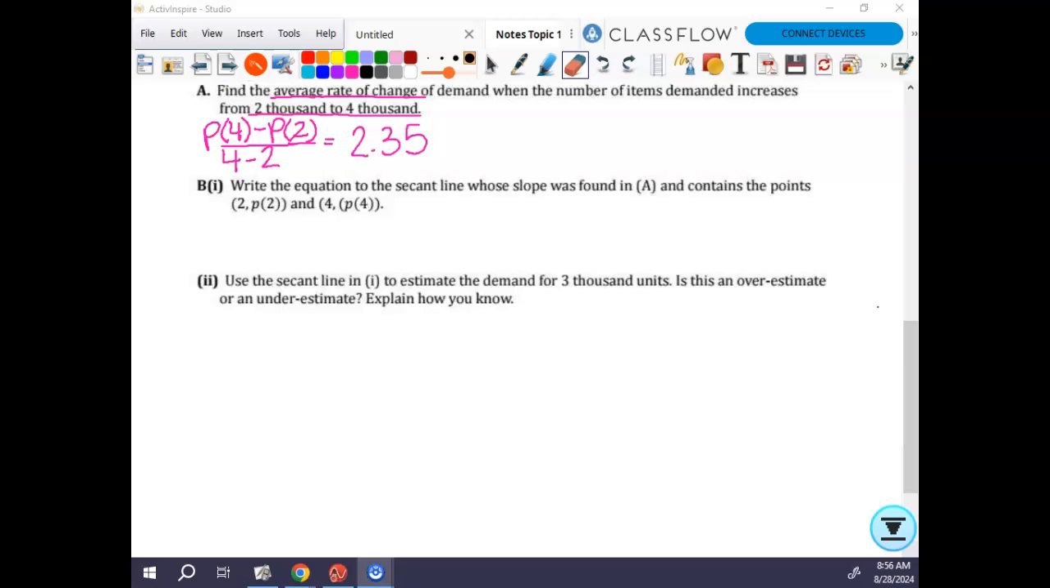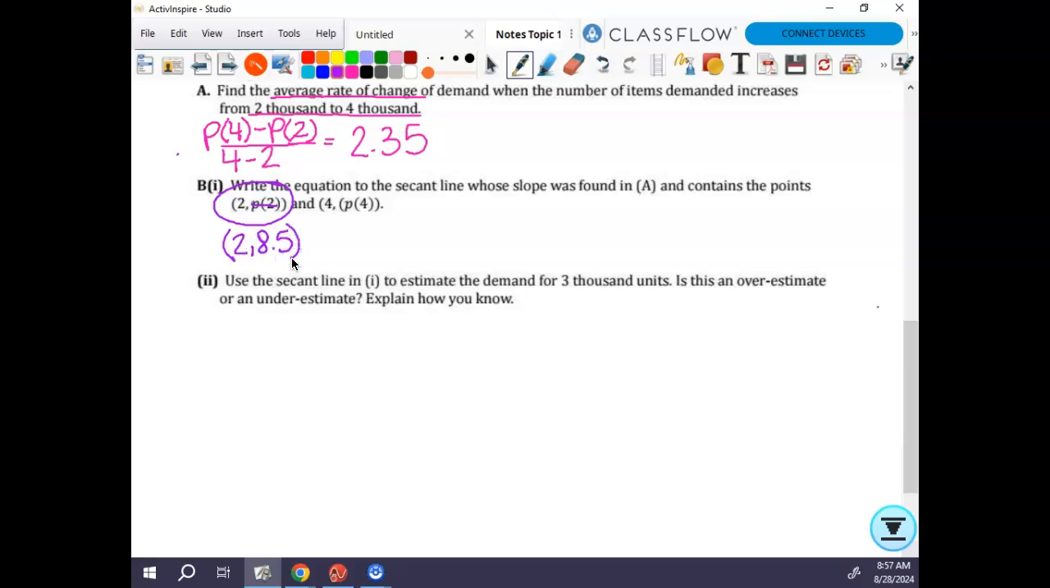Okay, so here's where we ended yesterday. We found the average rate of change with our function notation right here. And then we were supposed to write the equation of the secant line with this slope that we found. With this slope, I think we decided to use this point, and we found P. We had to go find P of 2, so it was (2, 8.5).